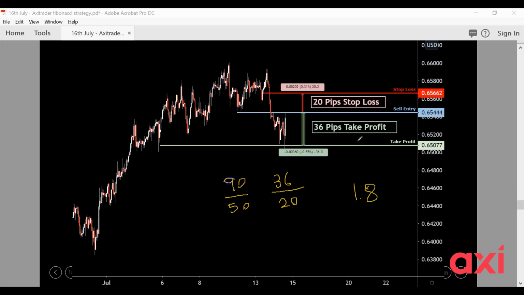So what does that mean? It means that my take profit, 20 times 1.8 is 36. 50 times 1.8 is 90. They have the same risk to reward. So one goes for 36 pips, one goes for 90 pips of profit, but they make the same money. Because it's not only about how much you make, but it's also about how much you risk.